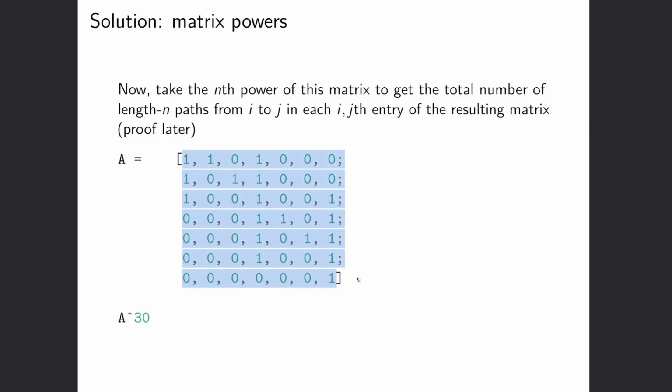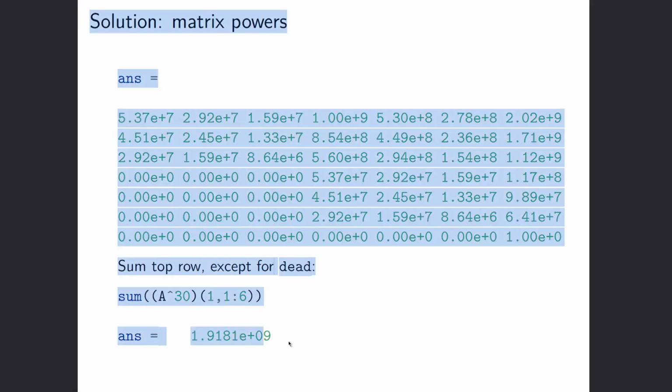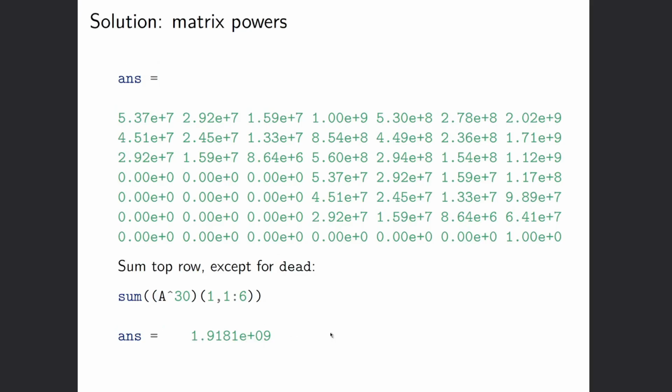And so here's our matrix, and now we're just going to take A to the 30. That gives us this result. And now we want to sum the top row except for the dead column, right? So the dead column is over here. And this is the code for that. And we get this as our answer. So it's like around 2 billion.